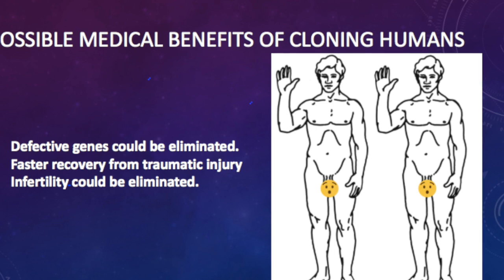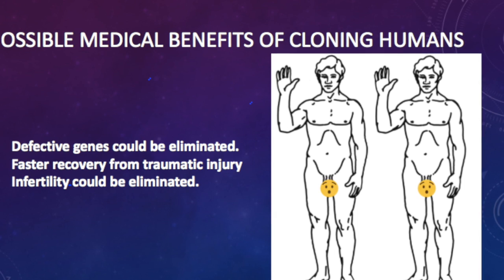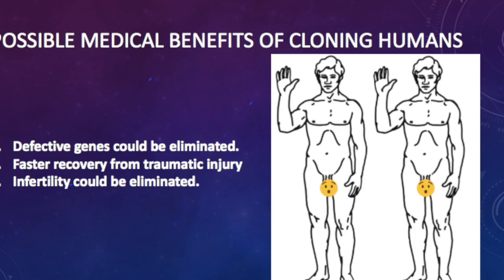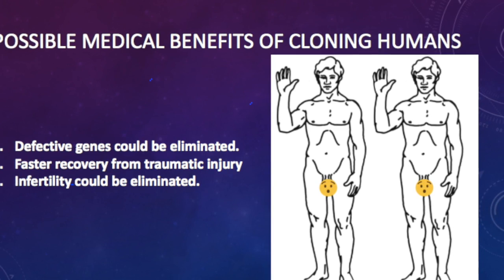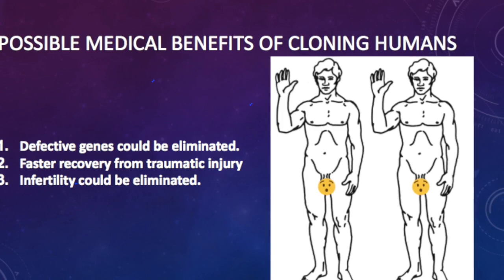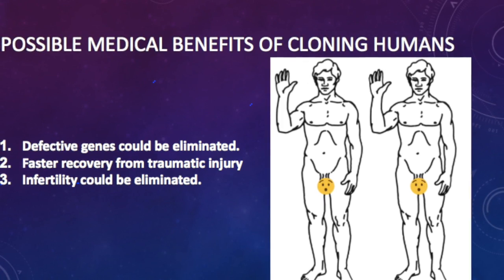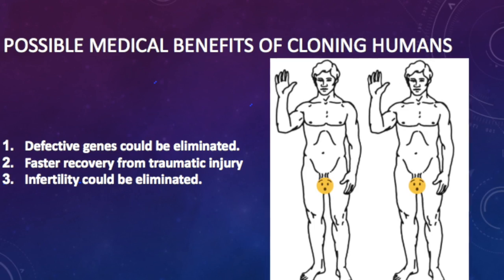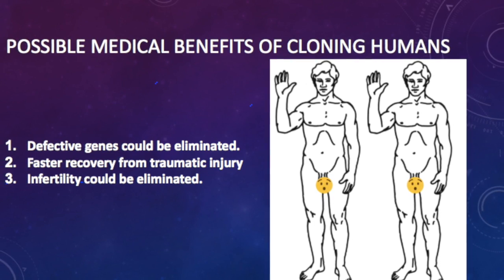Some possible medical benefits of cloning humans could be that defective genes could be eliminated. As humans continue to reproduce, damage to their DNA lines increases. This creates mutations and defective genes, but these could be eliminated thanks to the cloning of healthy human cells.